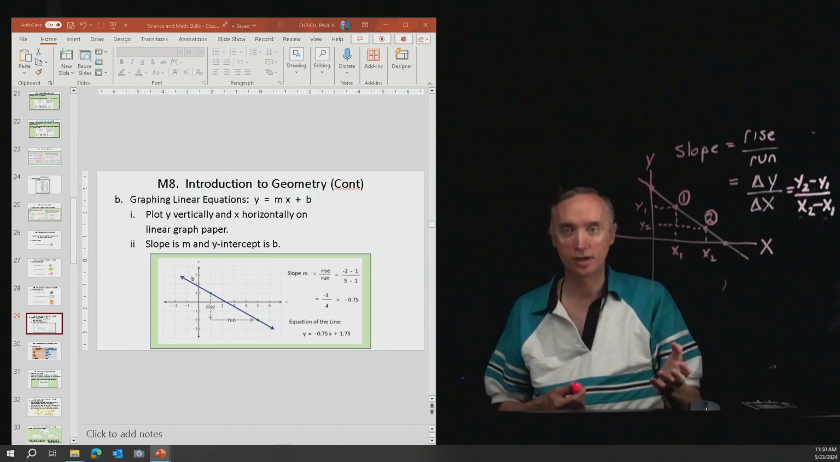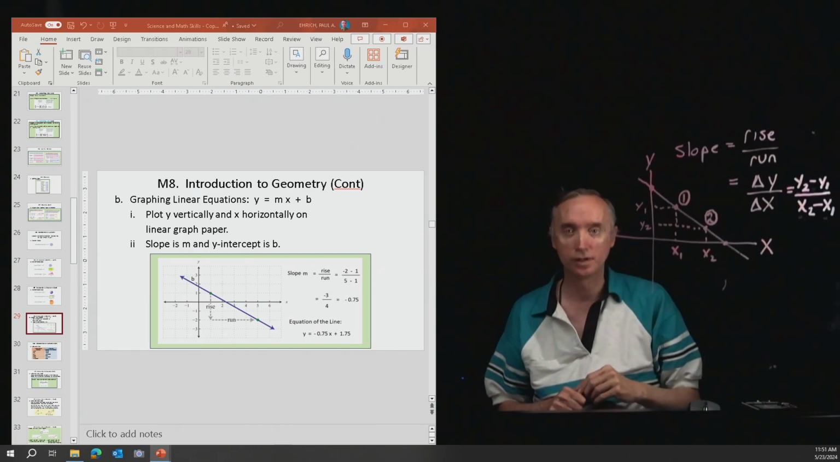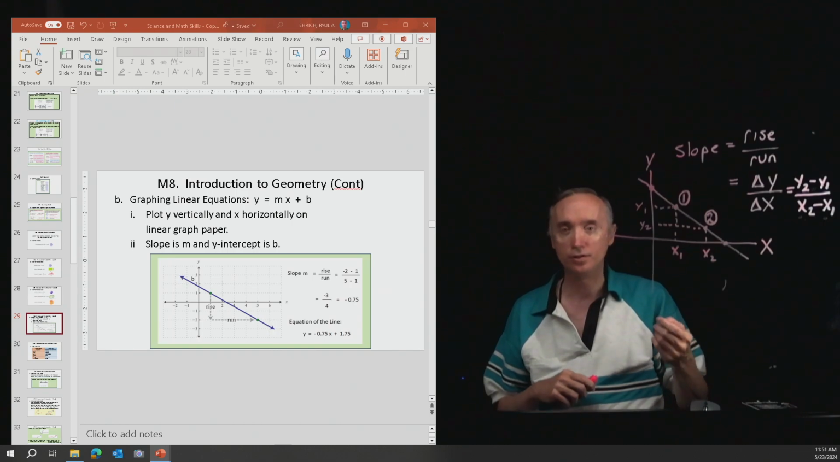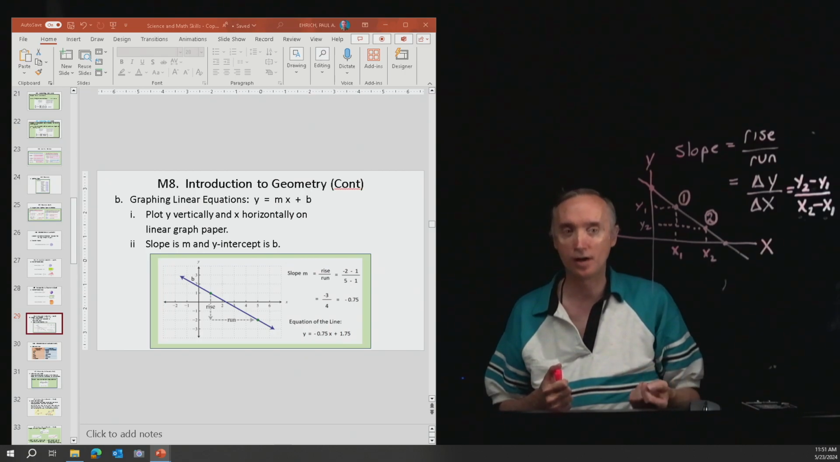So in this particular case, the rise is going to be -2 minus -1, and then the other one is going to be 5 minus 1, so that when you divide everything out, you end up with a negative 0.75.